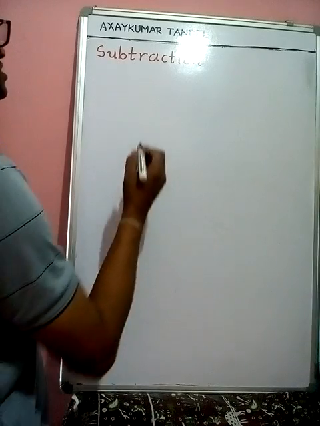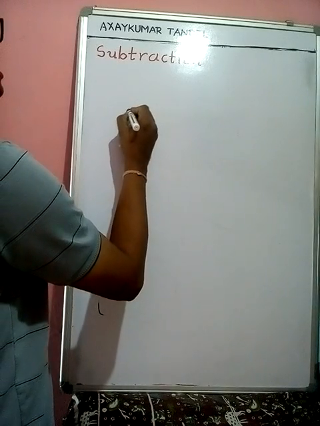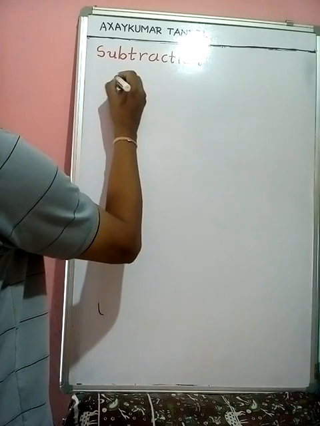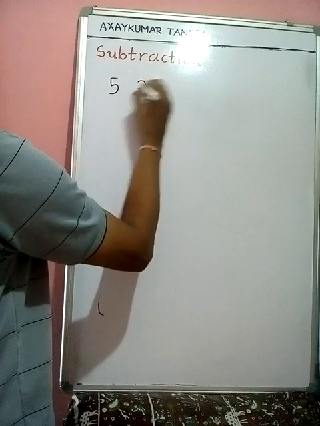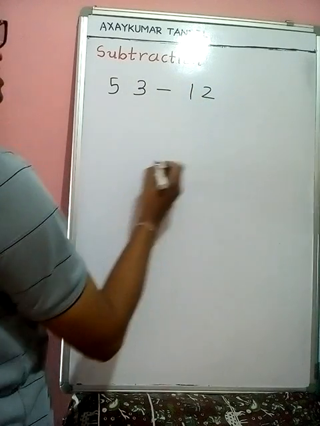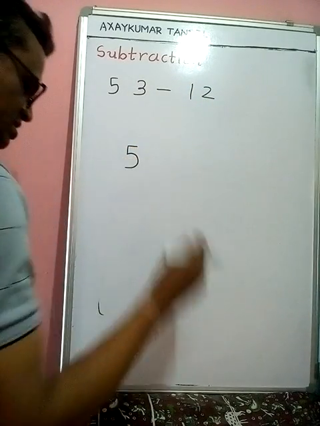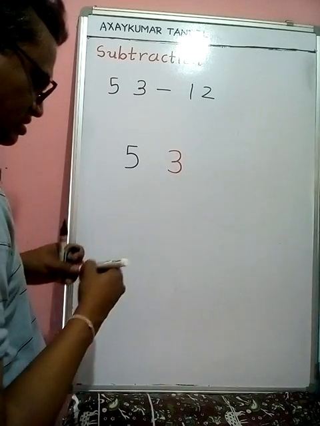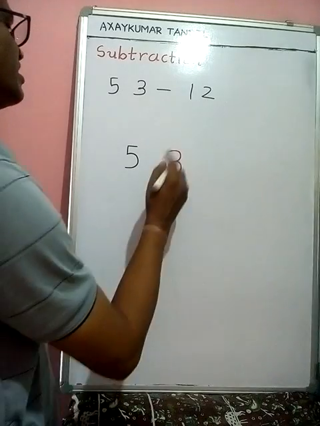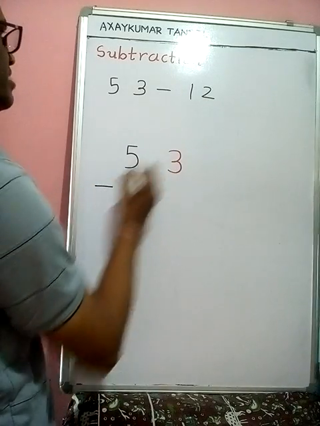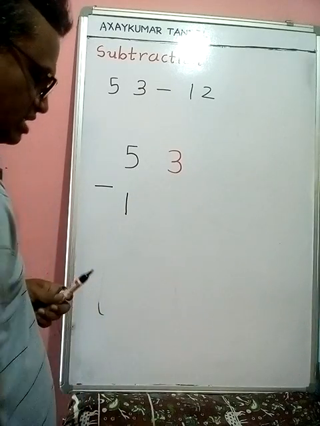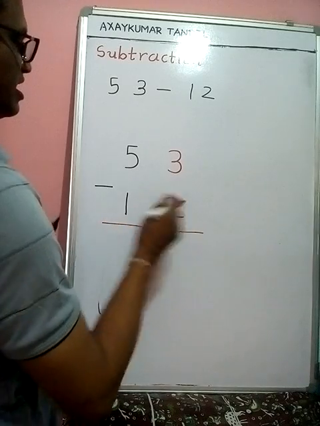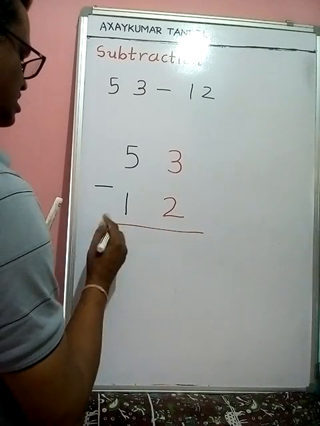Now subtract 2 digits. 53 minus 12. We write here 53. Unit, write with red color. 53 minus 12. In 12, 1 is 10 and 2 is unit. I write unit with red color.